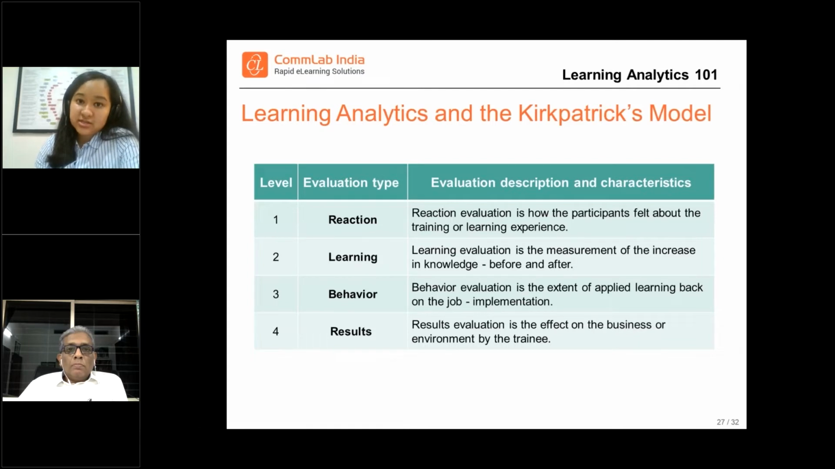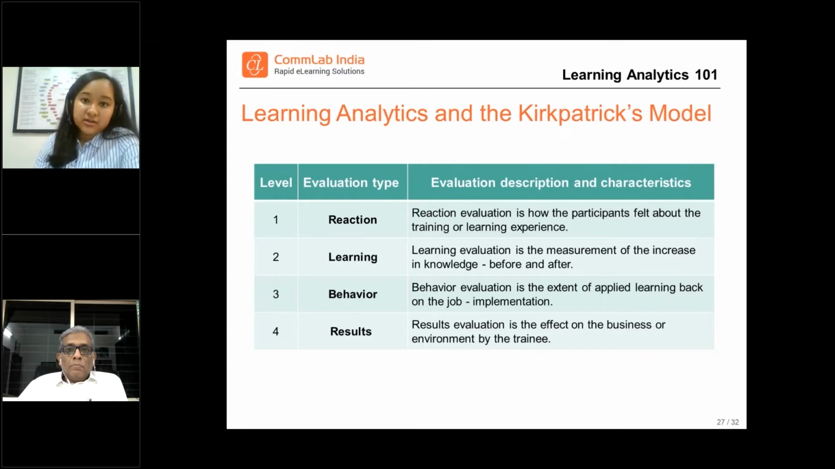One of the most notable ones is the Kirkpatrick model, which is right in front of us. It has 4 levels for you to measure learning effectiveness. The first being the reaction level. Reaction is the level where you look into whether your learners liked the training course. What was their feedback about it? What was their reaction to the entire learning experience?